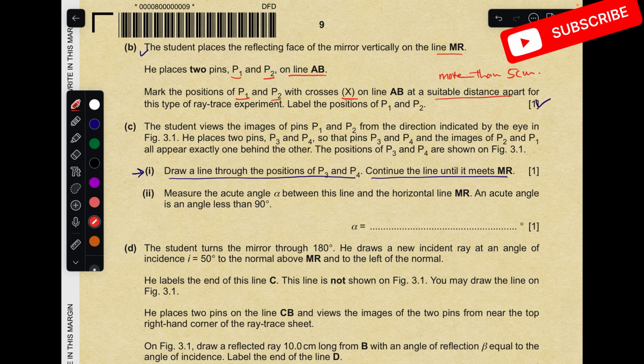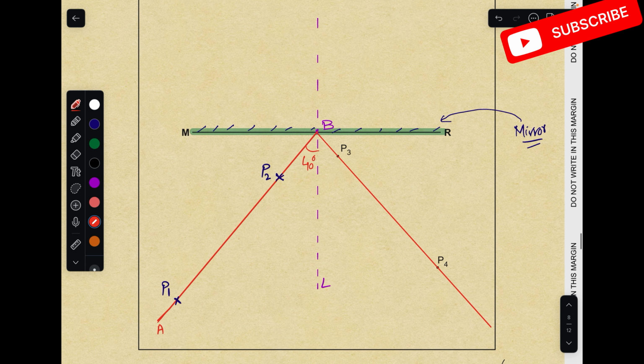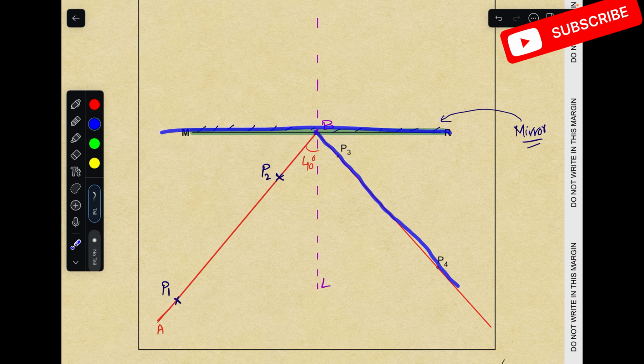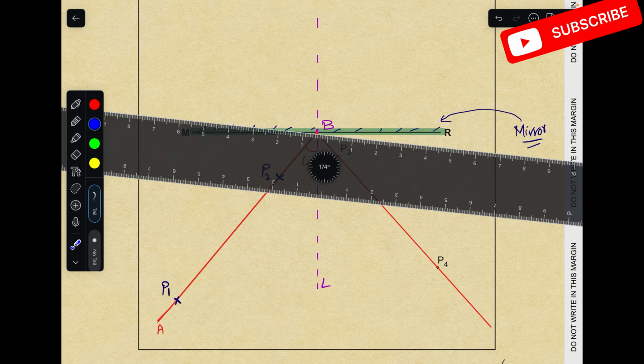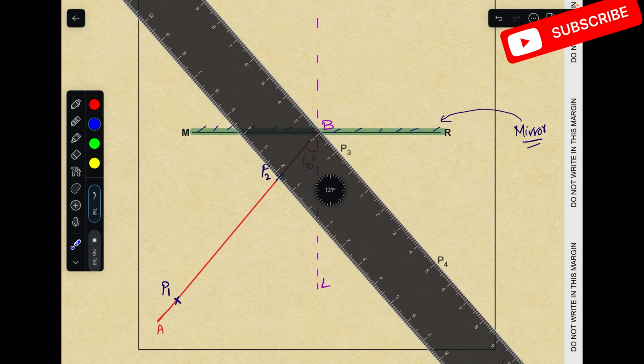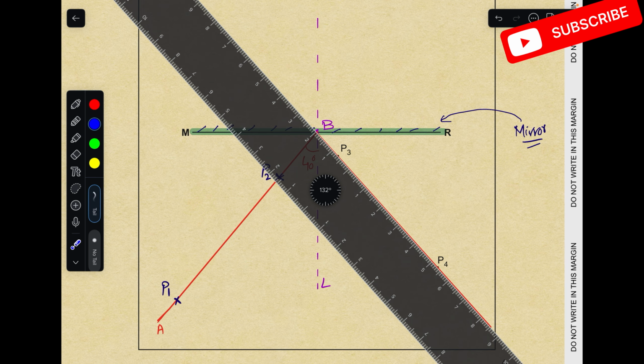The second part, this one we are doing: measure the acute angle alpha between this line and the horizontal MR, and an acute angle is an angle less than 90. They're talking about this line, and this is the MR. You have to measure this angle. Okay, so let's measure it. You can use the protractor. This is 0, and when I bend this thing, this is 1.